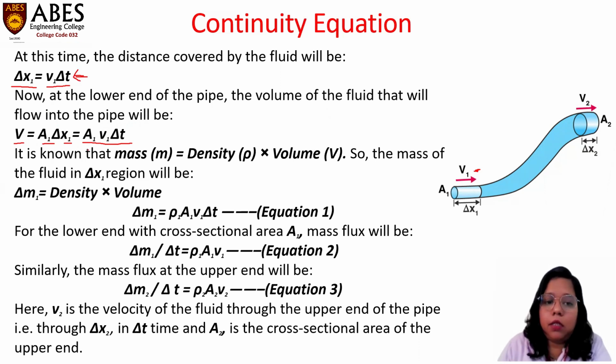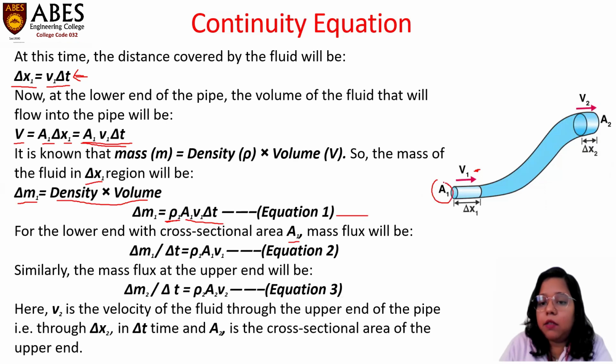It is known that mass is equal to density into volume. We all know that m is equal to rho into v. So the mass of the fluid in the delta x1 region, which we denote as delta m1, is equal to density into volume. The density here is rho 1 and the volume we have calculated is A1 v1 delta t. So delta m1 is rho 1 A1 v1 delta t. This is equation 1.